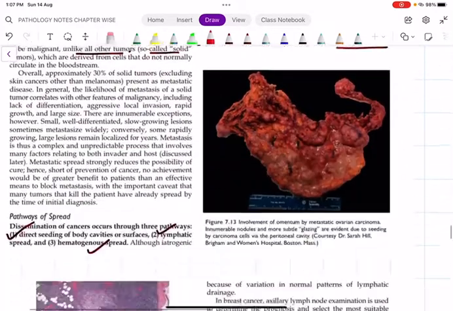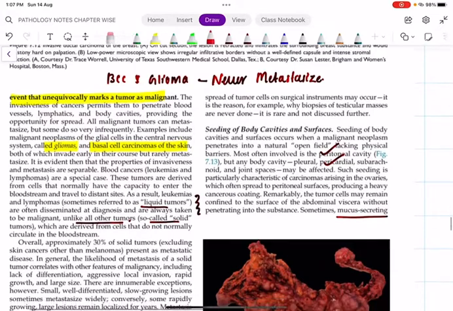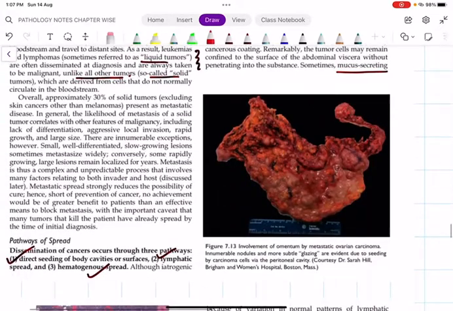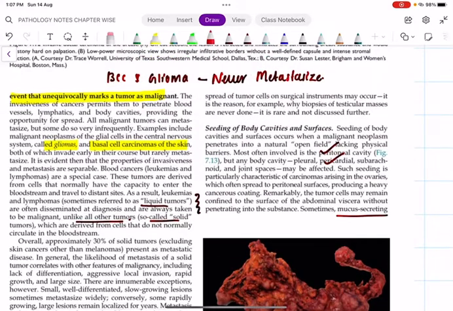Fine. Yes. Remember, basal cell carcinoma and glioma do not undergo metastasis. Coming to the pathways of spread, children, there are three important pathways. Number one is direct seeding through the body cavity, then lymphatic spread and hematogenous spread. Direct seeding of the body cavities occurs in the pleural, pericardial, subarachnoid, joint spaces and peritoneal cavity.